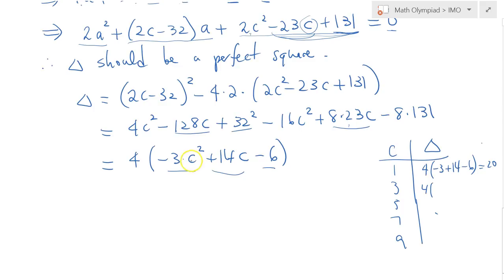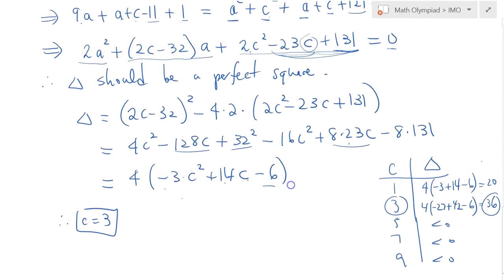4 times, so if c is 3, 9 minus 27 plus 42 minus 6, 15, cross the fingers, 9 times 4, 36, yes! Okay, let's try one more, 5. This one will be huge, right? When I plug in 5, I have already a 25, minus 75 here, and then here I have only a 70, so this one will be negative, and the others will be all negative. So the discriminant here will be less than 0. So really I have the value for c. Well, c would be 3. So therefore c is equal to 3.